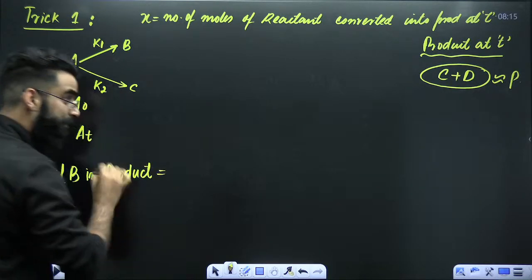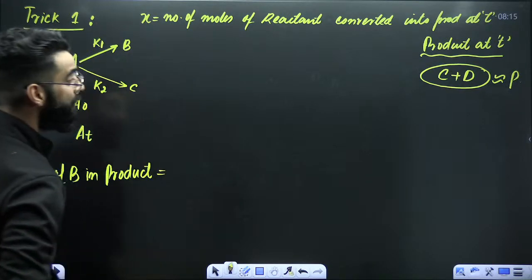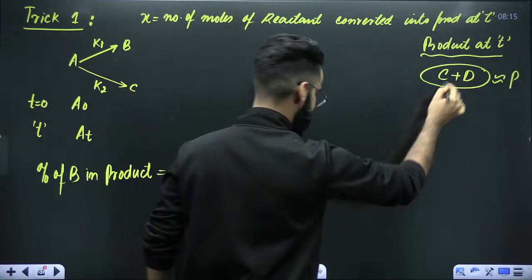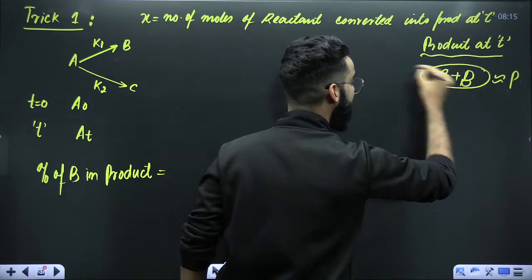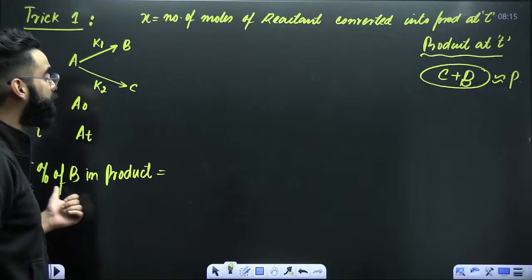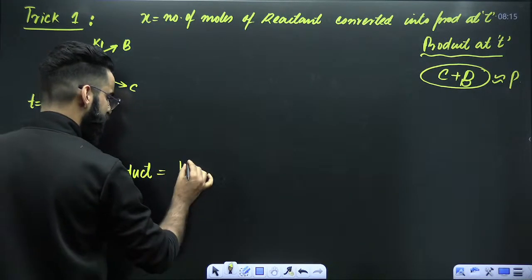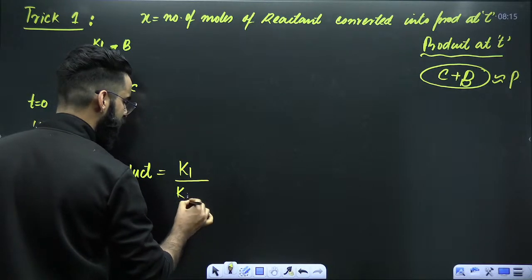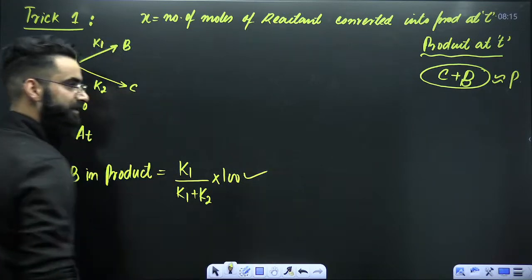The percentage of B in the product. The product is C, sorry, not B. Wait, C plus D. This is B plus C here, okay? B plus C combinedly I'm calling as product. The first question asked: calculate the percentage of B in the product. Percentage of B in the product is simply written as K1 divided by K1 plus K2 multiplied by 100. This will be the first question which will be asked.